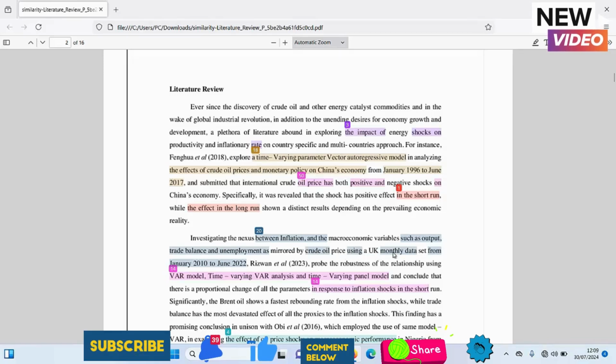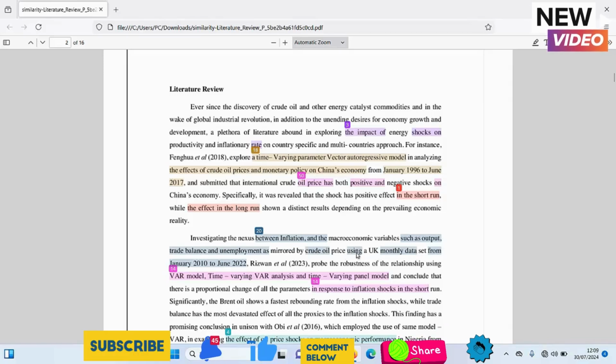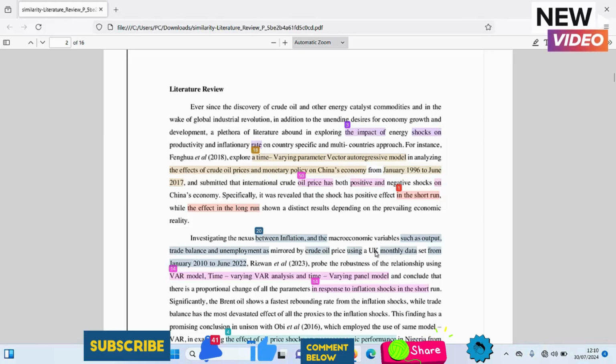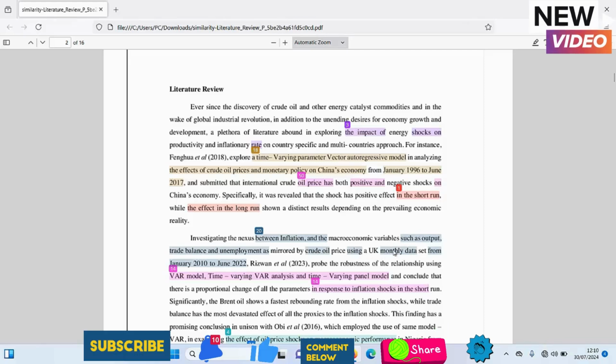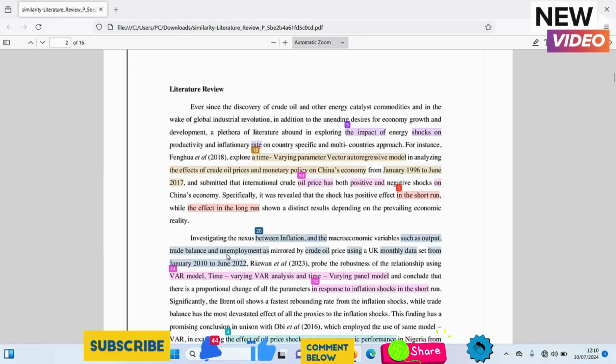Using a UK monthly data, you can say, using a monthly data. Of course, this UK, you can just bring it here. Investigating the impacts of inflation on United Kingdom macroeconomic variable. So you take this away. This monthly data, you can maintain this. By the time you rearrange this, this will not be highlighted again. That's what I want you to know.